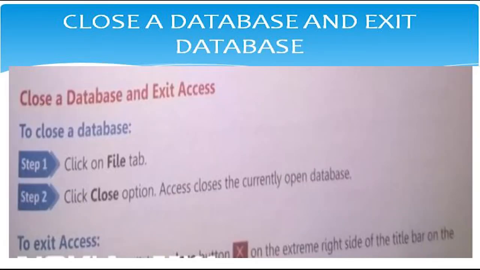And the last topic of today is how to close a database and exit. Click on the file tab and click on the close option. Access closes the current open database, and to exit, click on the cross mark at the top right side of the title bar, then Access will be closed completely. Let us have a look at a small video, so you might get a complete understanding.